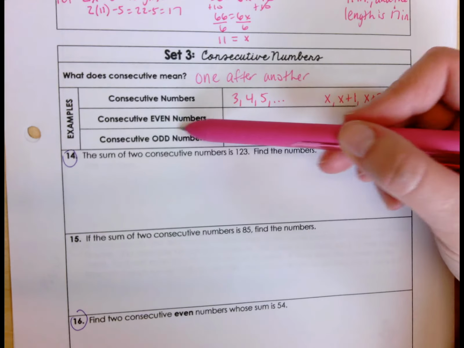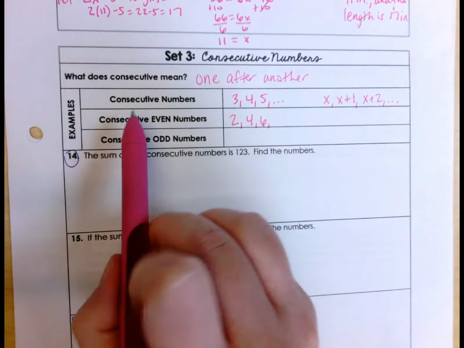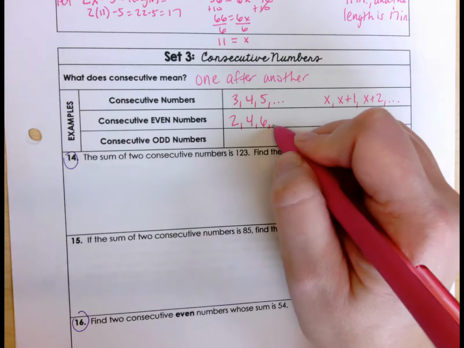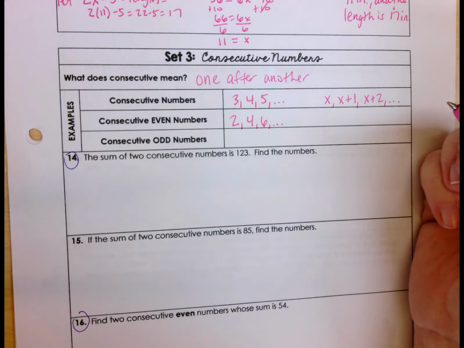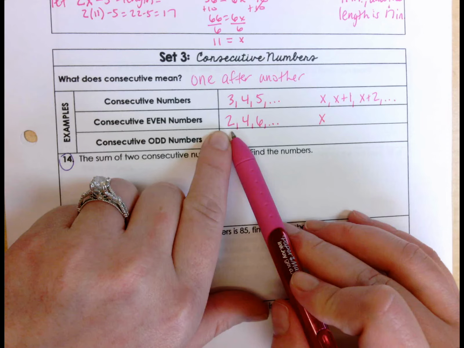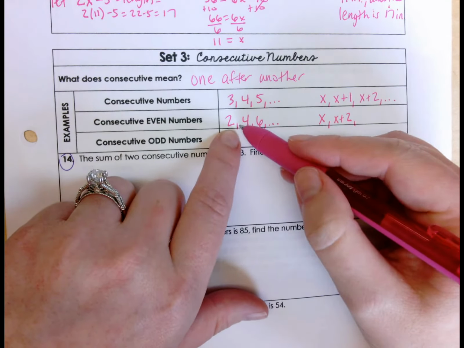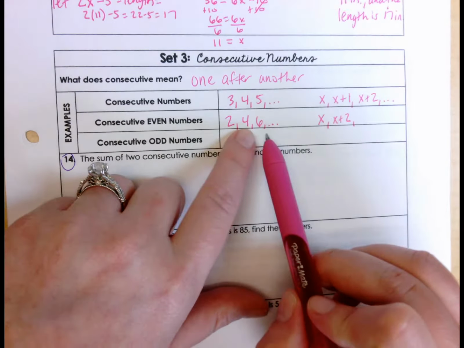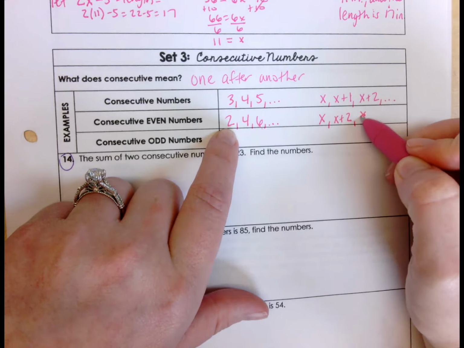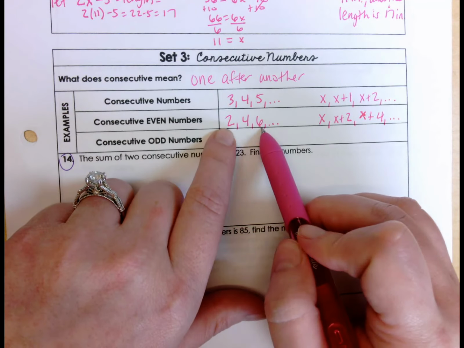All right, then we look at even numbers. Okay, remember even numbers are numbers like 2, 4, 6, and if they're consecutive, then they have to be one after the other. So 2, 4, 6, and so on. To represent those, we start with the first number being x. We don't know what it is. To find the second number, we add 2 to x because 2 plus 2 is 4. But to find the third number, to go from 2 to 6, we have to add 4 to x, okay? And so on.